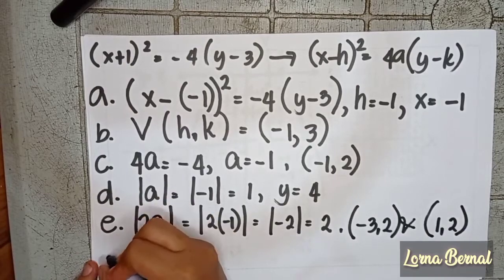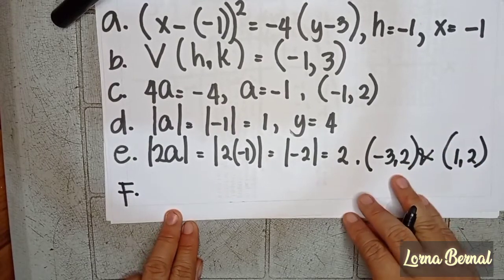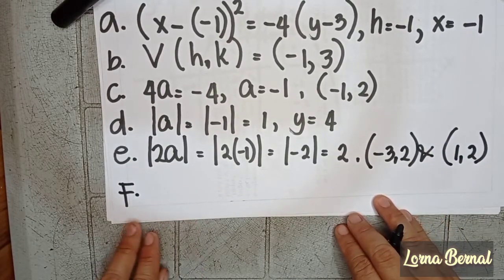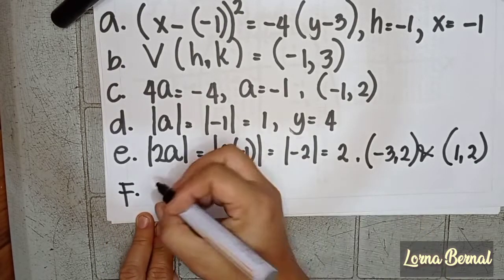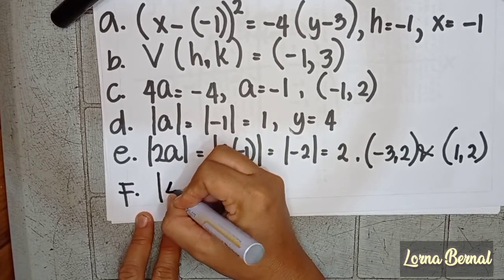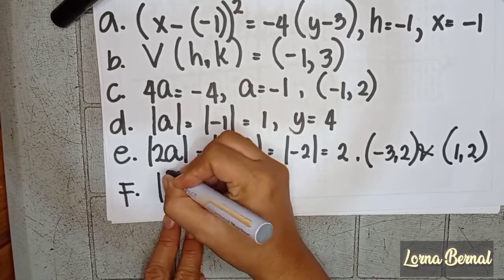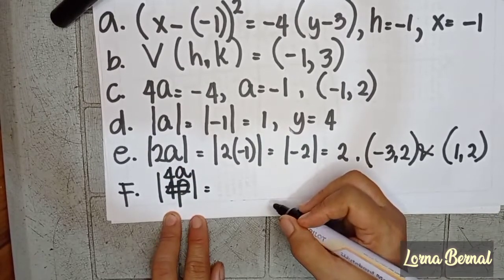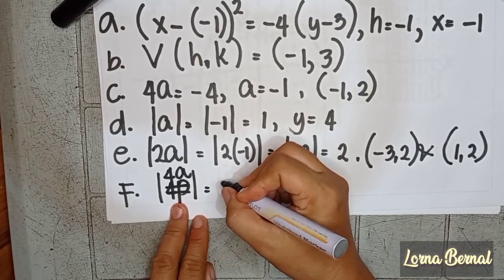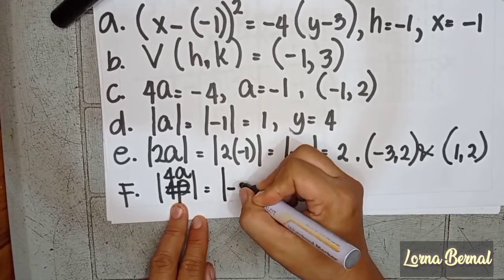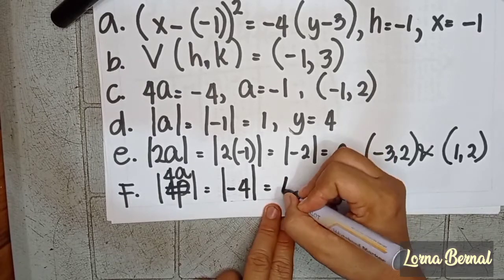Then we have finding the length of the focal width. How are we going to find it? The length of the focal width is given by the absolute value of 4a. So we have 4 times a, which is −1, giving −4, and the absolute value of −4 is 4.